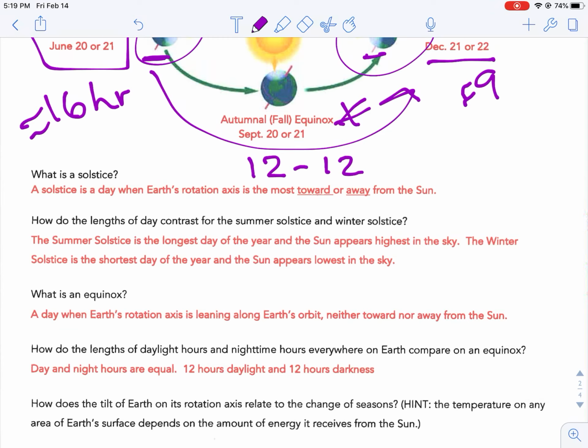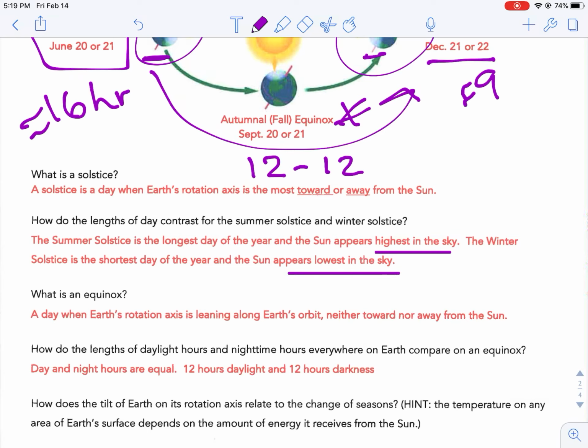The summer solstice is the longest daylight day of the year, and the sun appears highest in the sky. The winter solstice is the shortest day of the year, and the sun appears lowest in the sky. Important you know that.